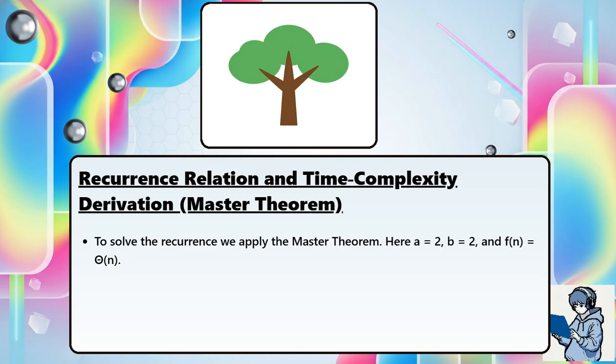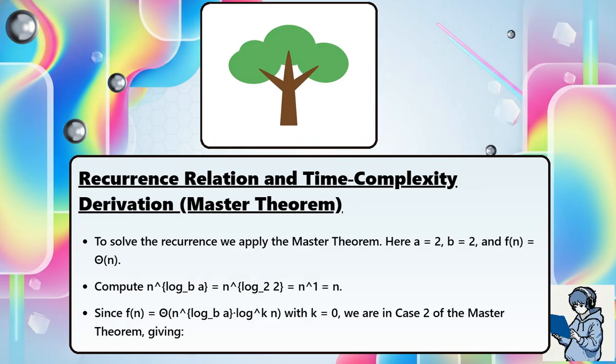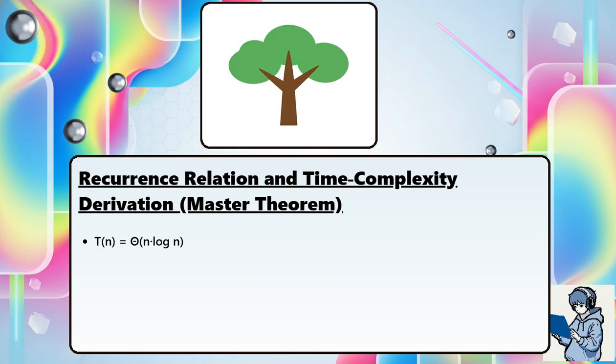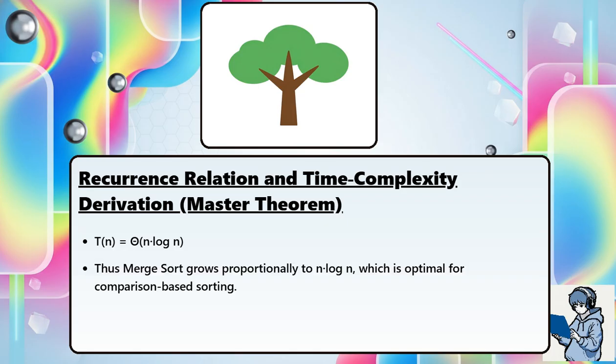Here a equals 2, b equals 2, and f(n) equals Theta(n). Compute n to the power log base b of a, which equals n to the power log base 2 of 2, which equals n to the first power, equals n. Since f(n) equals Theta(n to the log base b of a times log to the k of n) with k equals 0, we are in case 2 of the master theorem, giving T(n) equals Theta(n log n). Thus merge sort grows proportionally to n log n, which is optimal for comparison-based sorting.